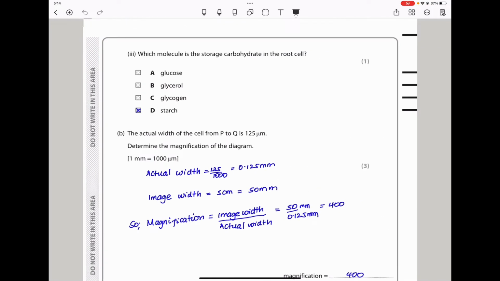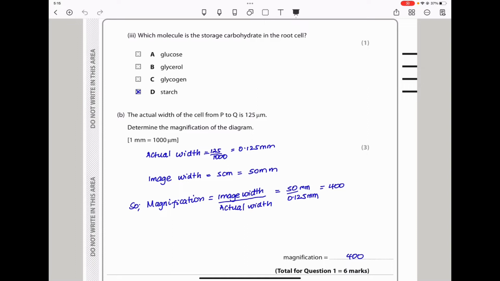Moving on. Here they say which molecule is the storage carbohydrate in the root cell. Root cells are plant cells, so they store their carbohydrate as starch. Glycogen is a storage carbohydrate in animals. Glucose is not a storage carbohydrate, and so the answer here should be a D.